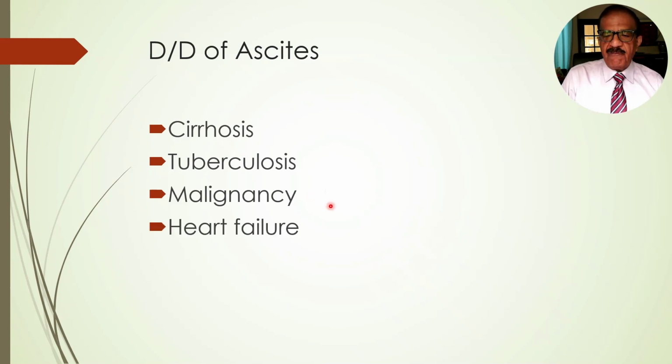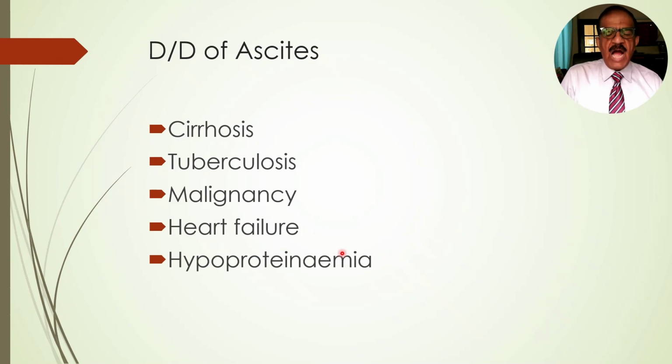Then heart failure. Luckily, this is now becoming less common because we have effective treatment for heart failure, but very, very long-standing right heart failure due to lung disease or due to heart disease itself could lead to what is called cardiac cirrhosis or cardiac sclerosis. There could be ascites and in some cases splenomegaly also.